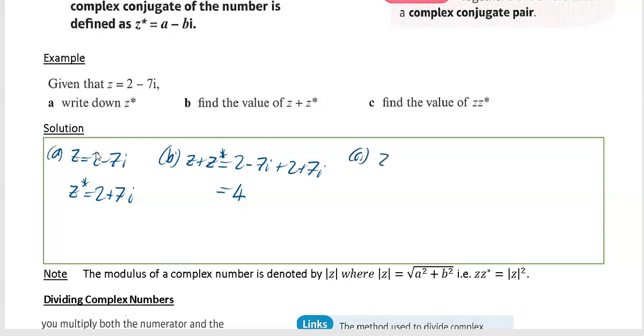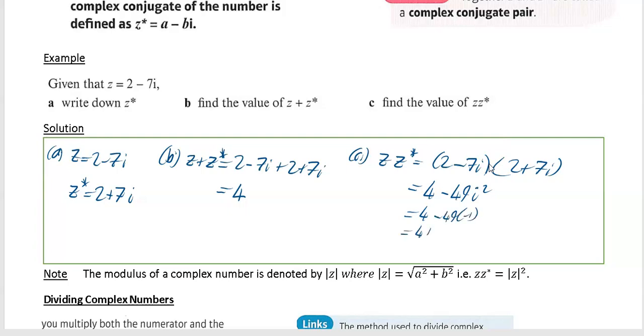Okay, next thing, it's asking me for z times z star. So I'm just going to write that out. That's going to be 2 minus 7i times 2 plus 7i. Now hopefully we see that this is a difference of two squares. So it's going to be 4 minus 7 squared, which is 49, times i squared. i squared, remember, is minus 1, so that's minus 49 times minus 1. So 4 plus 49, which is going to be 53.